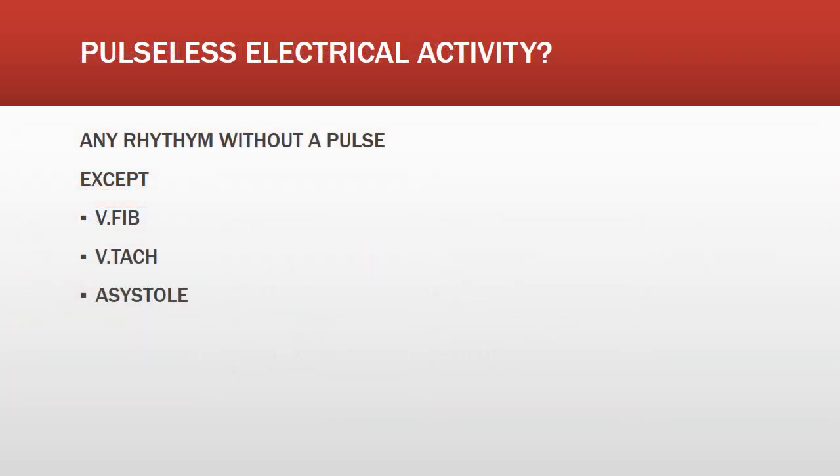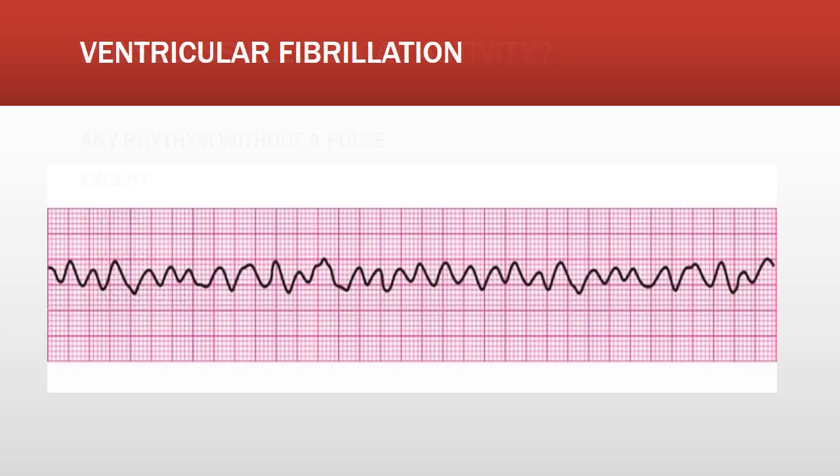What is pulseless electrical activity? Any rhythm without a pulse. You see a patient, you check the pulse, there is no pulse, and the monitor is showing any rhythm except for ventricular fibrillation, ventricular tachycardia and asystole. Except for these 3 rhythms, any rhythm on the monitor without a pulse is pulseless electrical activity, and you will have to treat it under that domain.